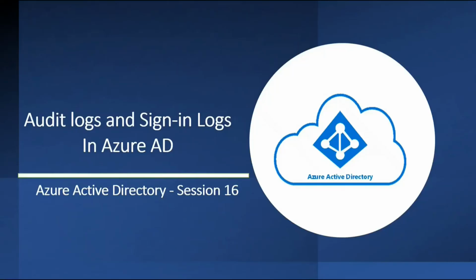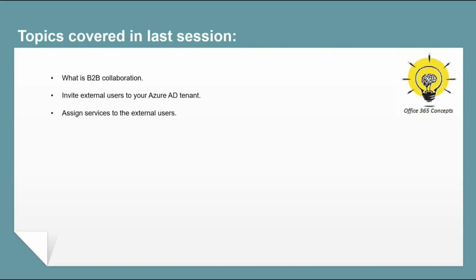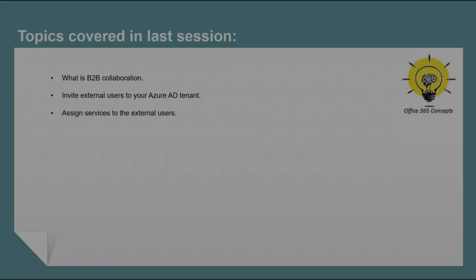Azure Active Directory. In the last video, we talked about B2B collaboration. We discussed how B2B collaboration works, how to invite external users to your Azure AD tenant, how to assign services to the external users, and how to apply Azure AD MFA on external users using conditional access policy.